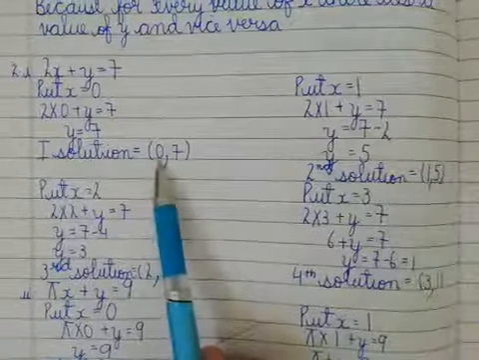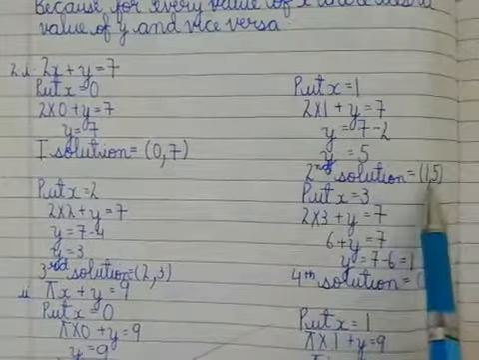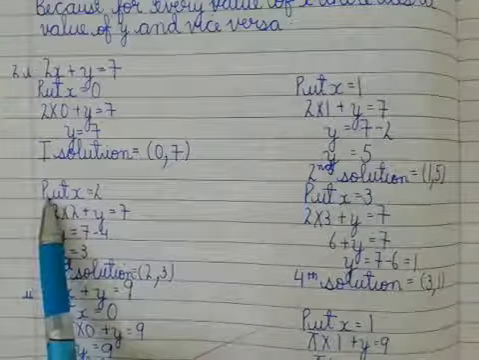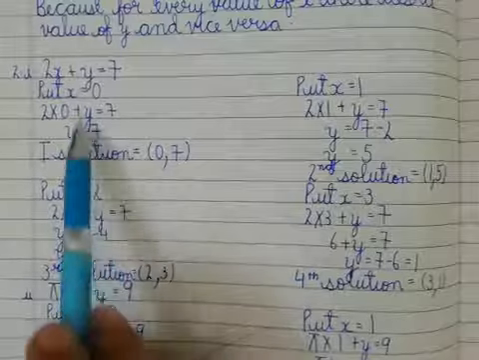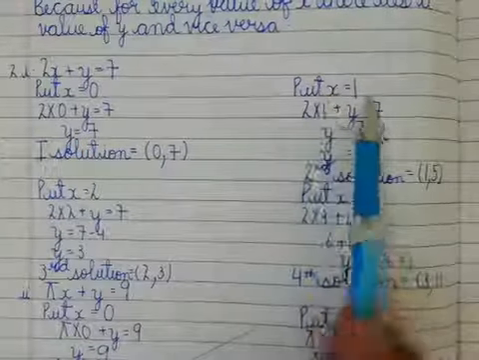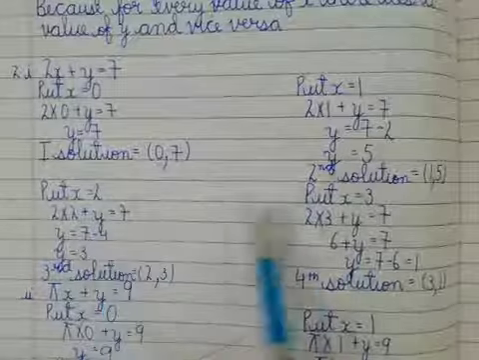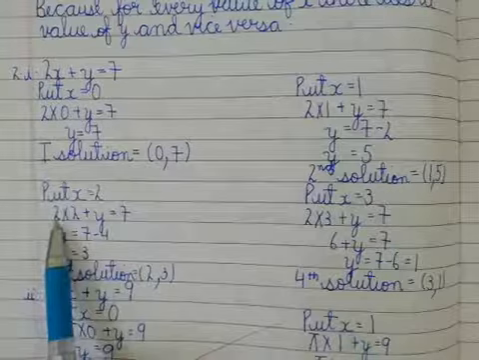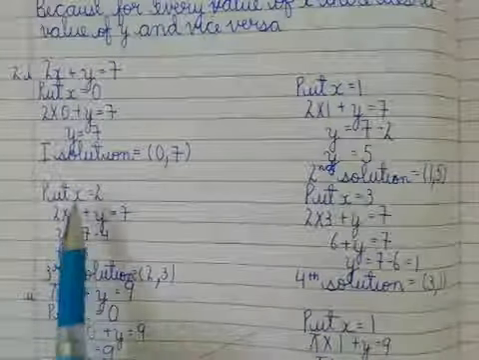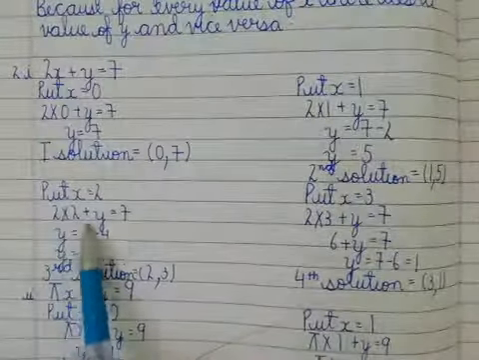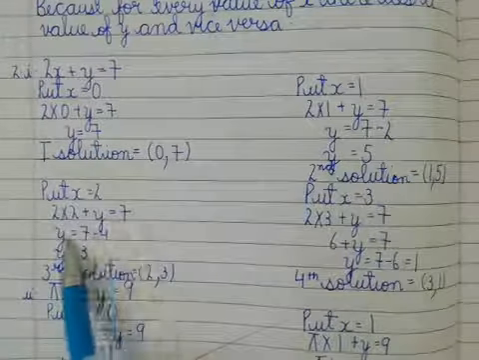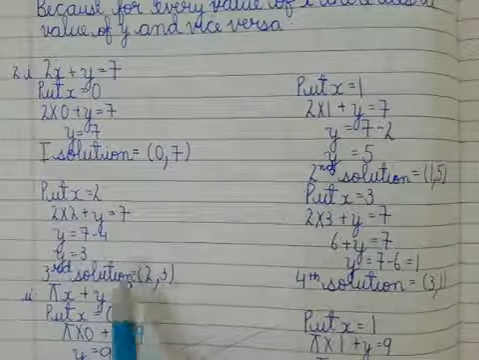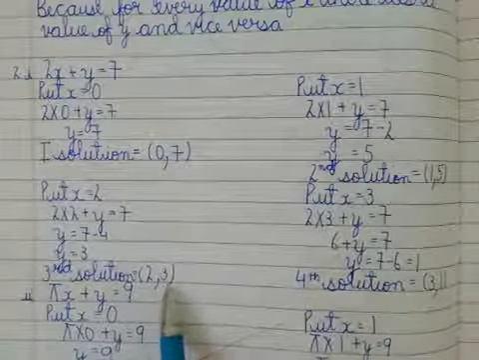Means when x is 0, y is 7. When x is 1, at that time y is 5. Then what we have to do? We have to put x is equal to 2. Means one time we are putting x is equal to 0, then x is equal to 1, then x is equal to 2 in the equation, then x is equal to 3. Like this we can put the values of x or y. So 2 multiplied by 2 plus y is equal to 7. So it is giving us y is equal to 3. So the third solution is 2, 3. Means when x is equal to 2, at that time y is 3.